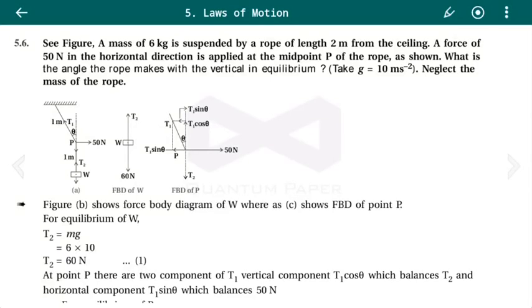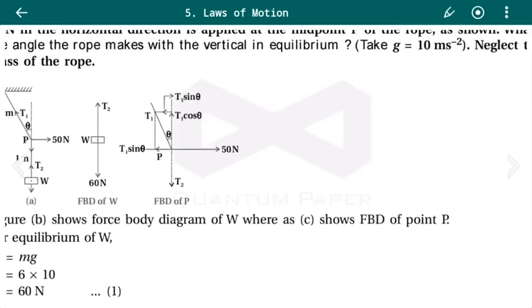In this video we are going to solve some of the numericals of textual illustration of chapter number 5, laws of motion. 5.6, see figure. A mass of 6 kg is suspended by a rope of length 2 meter from the ceiling. A force of 50 Newton in the horizontal direction is applied at the midpoint P of the rope as shown. What is the angle the rope makes with the vertical in equilibrium? Take g equals to 10 meter per second square and neglect the mass of the rope.